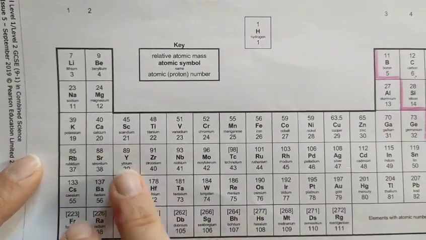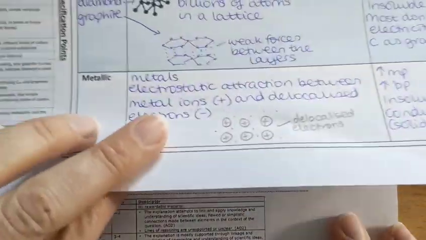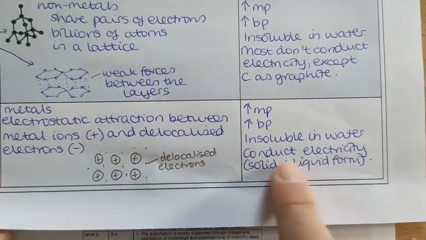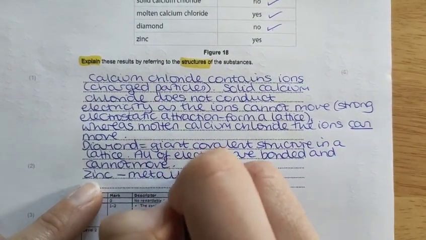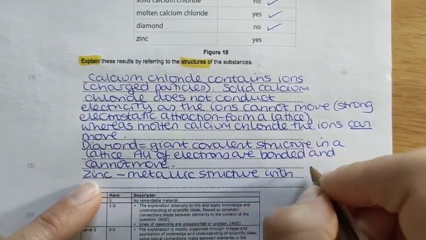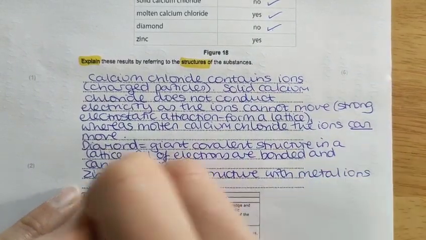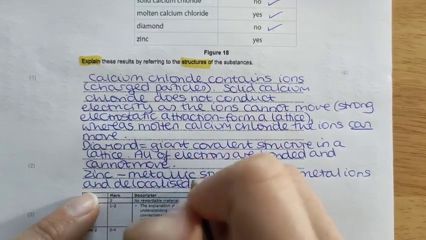Now I'm just looking at my periodic table. Zinc is found over here somewhere. Oh yes, it's here. So zinc is a metal, so it must have metallic bonding. So metals, metal ions plus delocalized electrons, they conduct electricity in solid and liquid. So zinc has a metallic structure with metal ions and delocalized electrons.